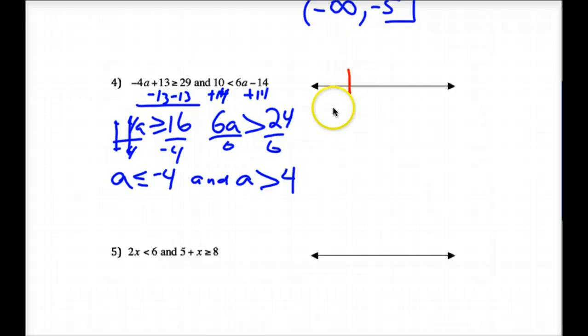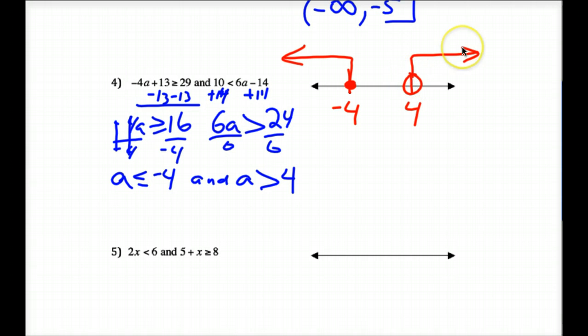If you understand that "and"s have to be the overlap, watch this. Closed circle on the -4 going to the left. Open circle on the +4 going to the right. Where are those two things ever going to overlap? Never. What do we write? No solution, baby. Oh yeah, somewhere in China they'll overlap.